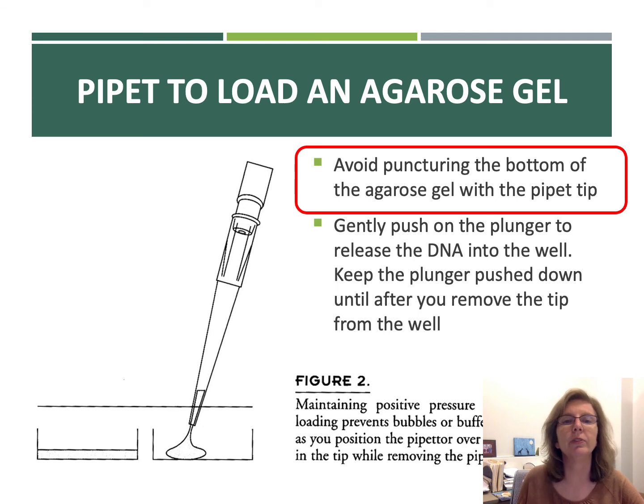Another really important tip is the second one that says gently push on the plunger to release the DNA into the well. So you just want to do this very slowly with your thumb, and then keep the plunger pushed down all the way until you take the entire tip out of the well. And I'll remind you of that tip while we're in lab.